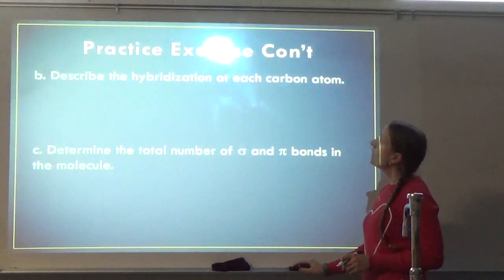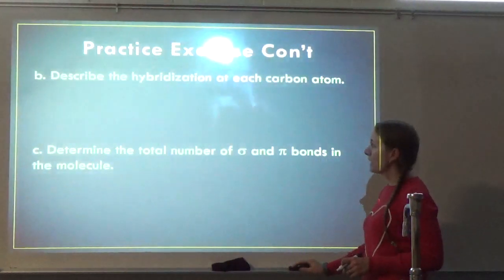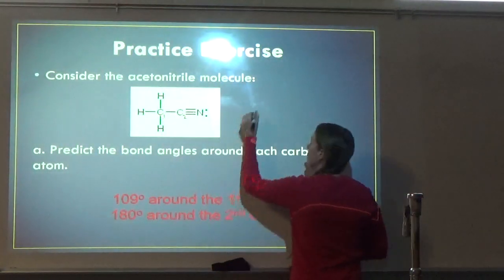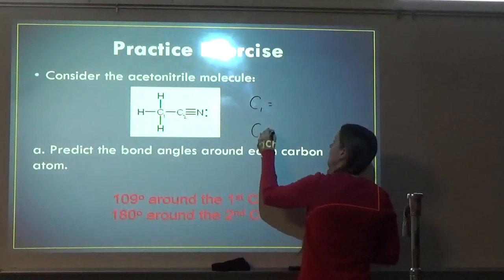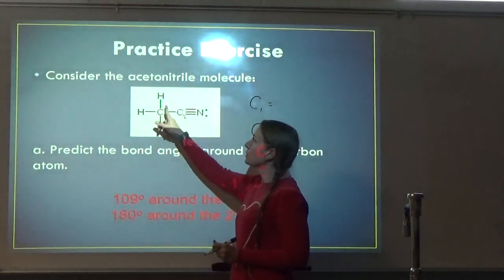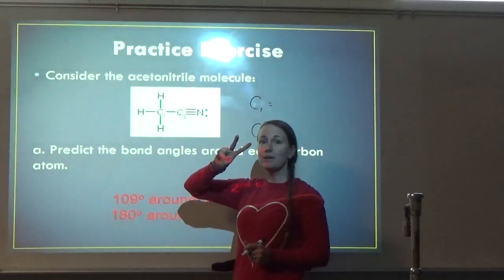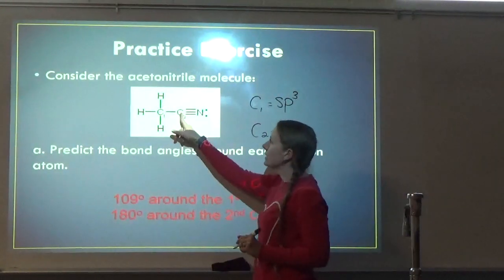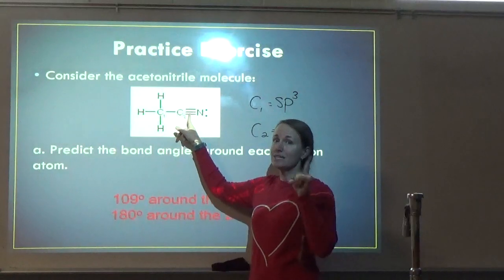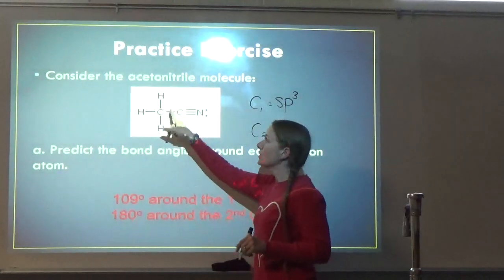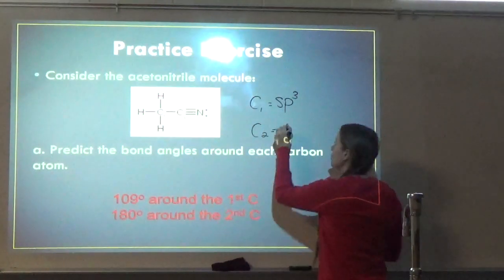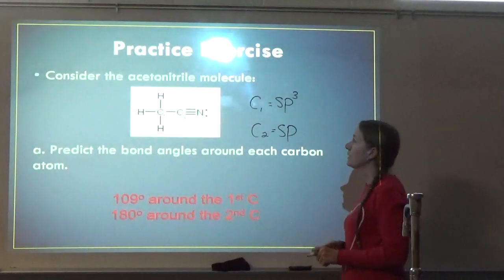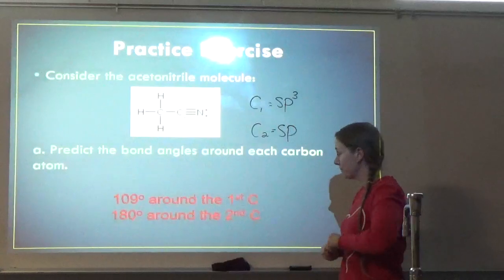So then it says, describe the hybridization at each carbon atom. So again, I'll call this C1 and C2. C1's hybridization, there's 4 domains, so sp3. Around C2, remember, a triple bond is still only 1 domain. So there's 2 domains, so it's just sp, because 2 domains, s and p. Just like that. So hopefully you got that one right.